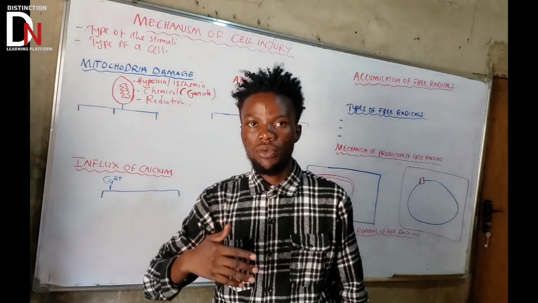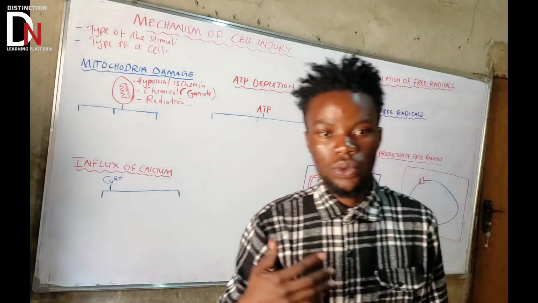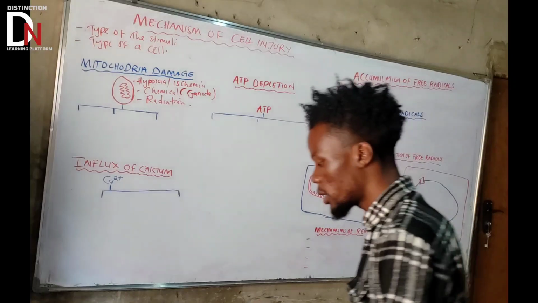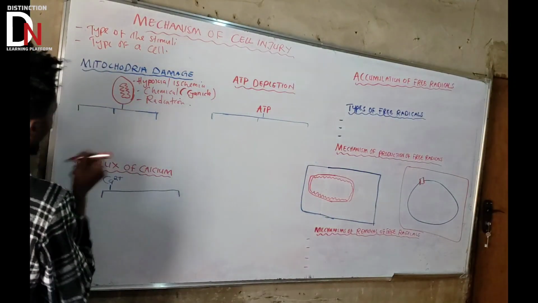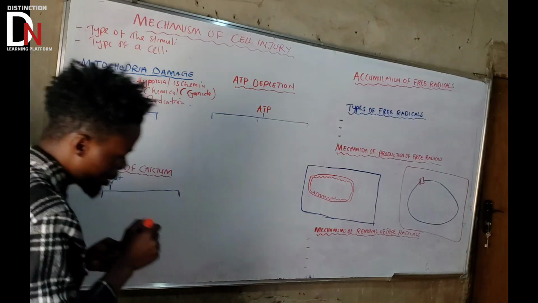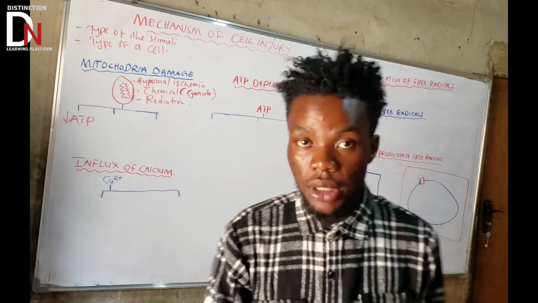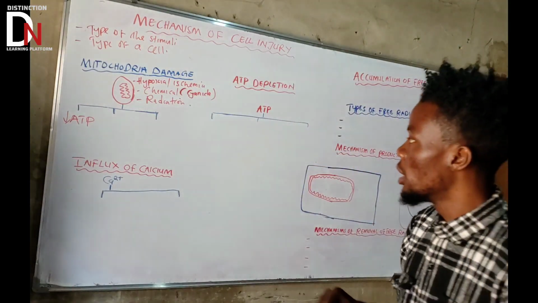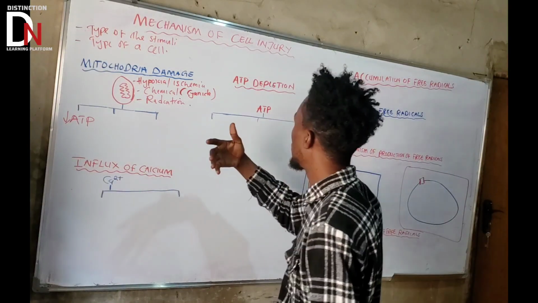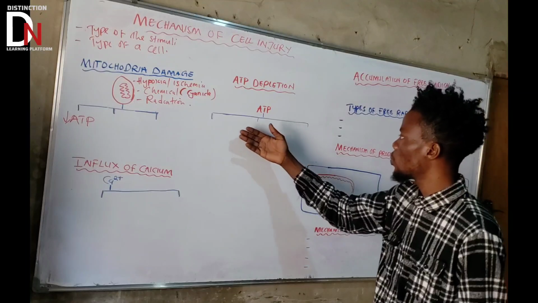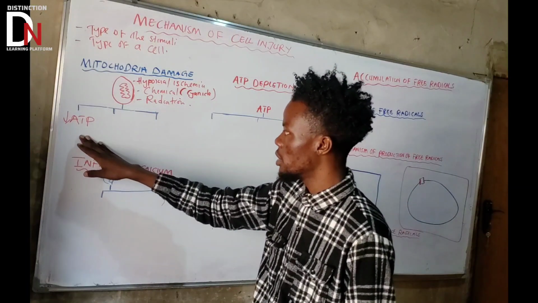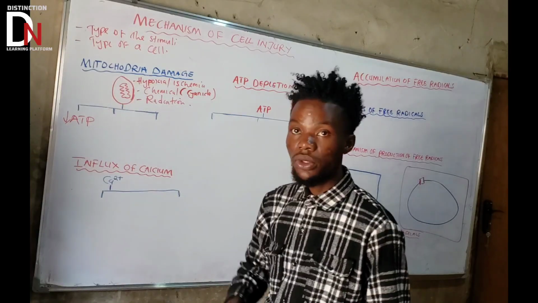Now, if there's damage due to these causes, what will happen to the mitochondria? What are the downstream mechanisms that result? The first one is ATP depletion. So there will be reduced production of ATP. Very important. Now, if ATP is reduced or depleted due to mitochondrial damage, what will it lead to?